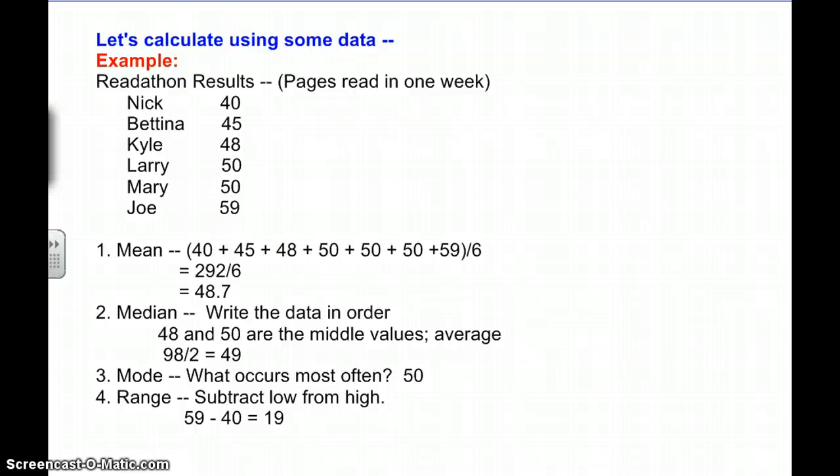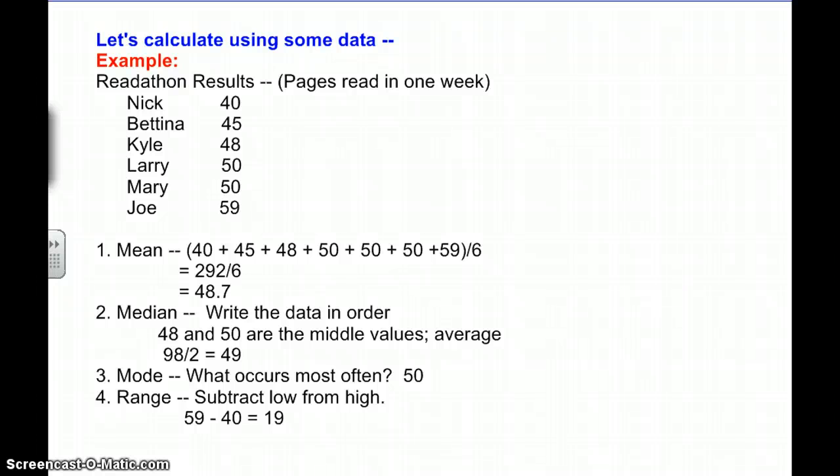To do the median, you'd have to write them in order. They're actually written in order there, from lowest to highest, 40 to 59. So here we have an even number of data points, so we'd have to take the two middle values and average them, 48 and 50. When you add them together and divide by 2, you get 49. The mode is the number that occurs most often, and in this case 50 occurs most often. We have two students who read 50 pages in 1 week, so that's the mode.